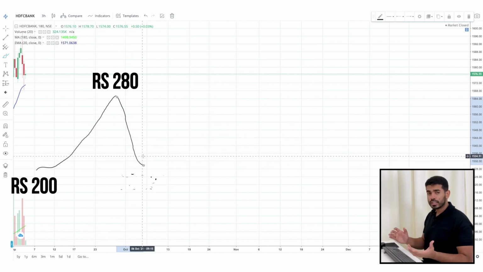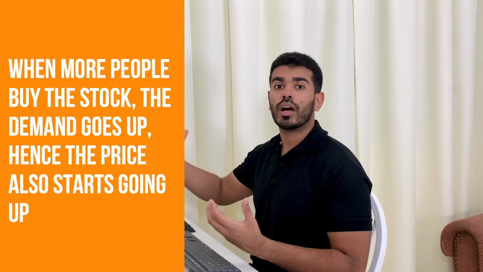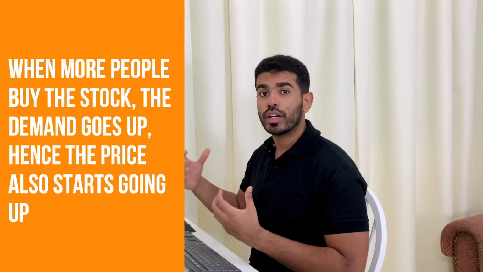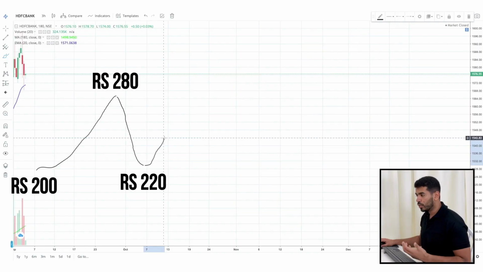Now, at this particular stage, the buyers in the market think, you know what, the price of the stock is quite good right now, and they will start buying the stock. When people start buying the stock, the demand of the stock starts going upwards. And when the demand goes up, automatically the price of the stock also goes up. From here, you will see the price of the stock going upwards.